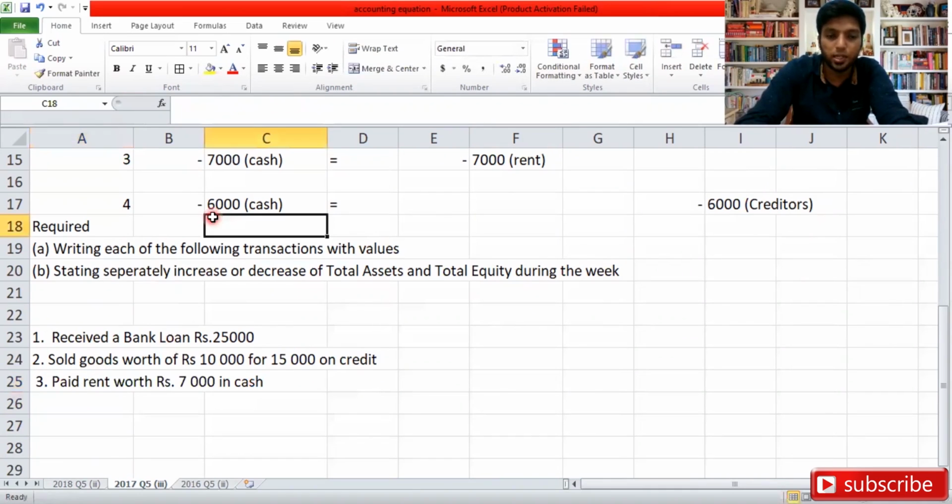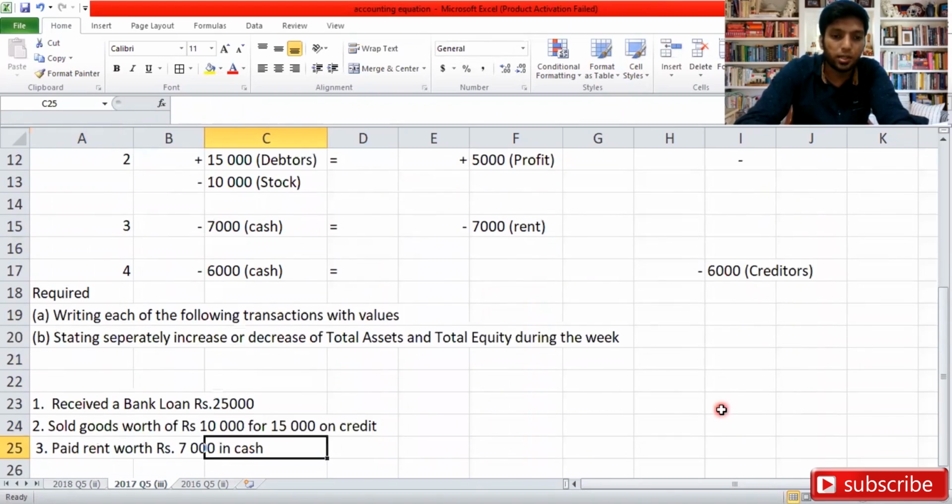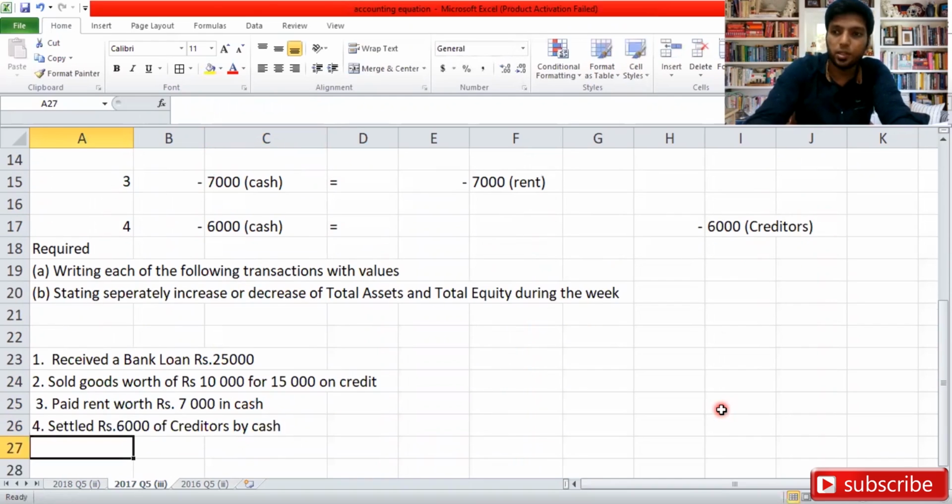Fourth adjustment: again the cash is going out of the assets and you are seeing that your creditors are decreasing. So you have paid off what you owed. So you can write: settled rupees 6,000 of creditors from cash, or by cash. So we are done with the four adjustments.